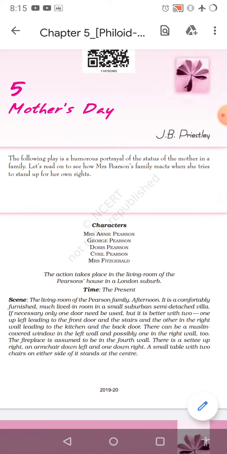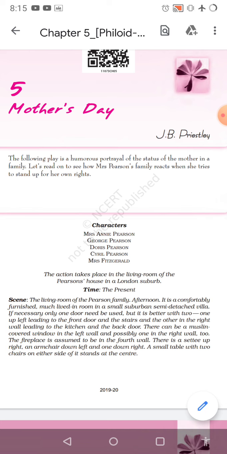Mrs. Annie Pearson; George Pearson, her husband; Doris Pearson, her daughter; Cyril Pearson, her son; and Mrs. Fitzgerald, her friend. This takes place in a living room, the Pearson house in a London suburb. Suburb means it was on the outskirts of London. The time is present. The scene is the living room of the Pearson family, in the afternoon. It is a comfortably furnished, much lived in room in a small suburb, a semi-detached villa where they live.